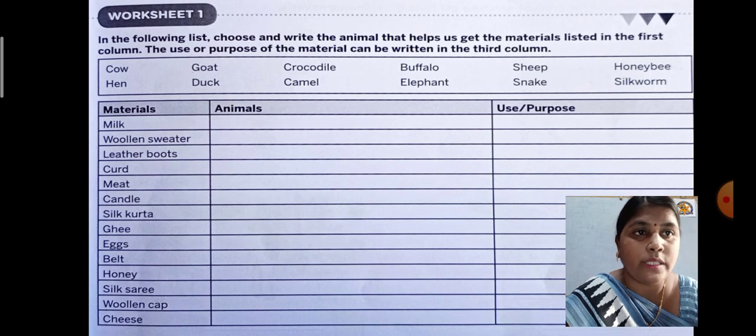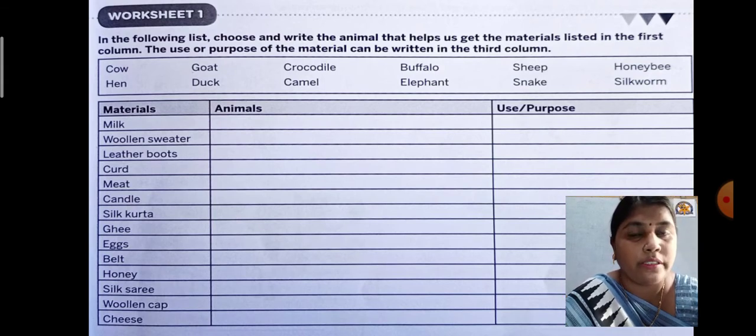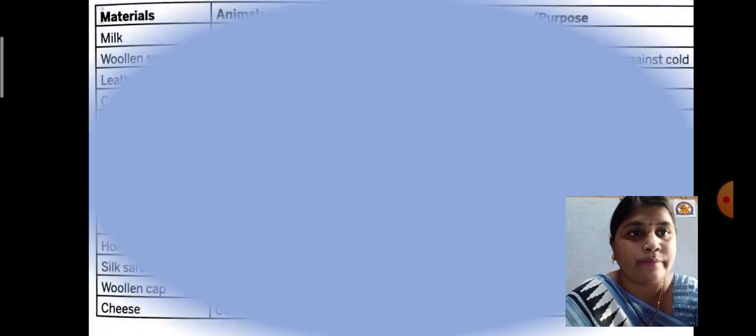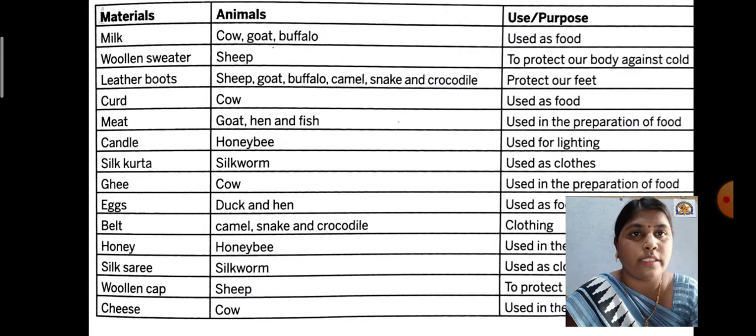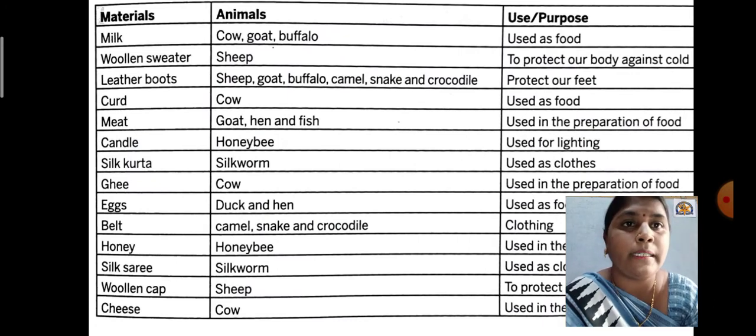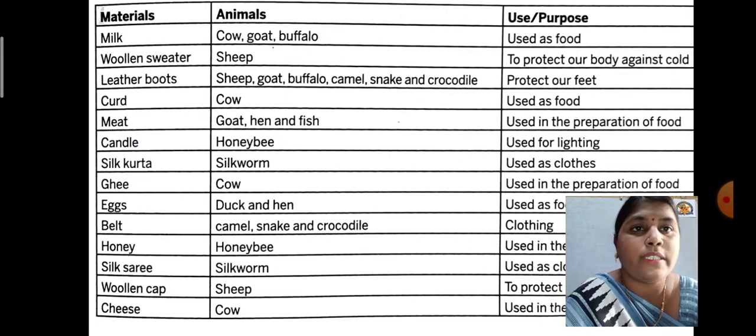I will solve this worksheet for you. If you feel it is very difficult, then take the help of how I solve it, and then copy it down, so your lesson will be revised. See the answer. In this way you have to solve this worksheet. Materials, milk. Milk we get from which animal? For example, cow, goat and buffalo. So we have written here cow, goat and buffalo. And what is the use of milk? Used as food. Milk we use in many drinks and also in many dishes.